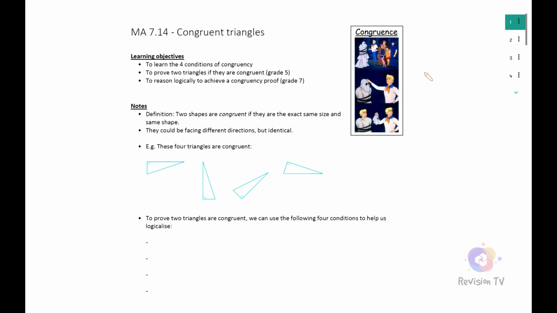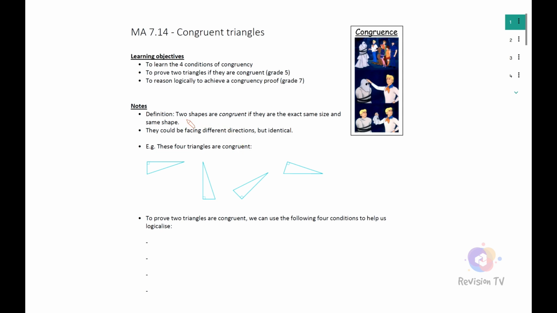So as said, we're going to learn 4 conditions. We're going to prove 2 triangles are congruent, and we're going to reason logically to achieve the congruency proof. Now that is the part I call the Marmite part. Some students love it, some students hate it. Okay, let's have a look.